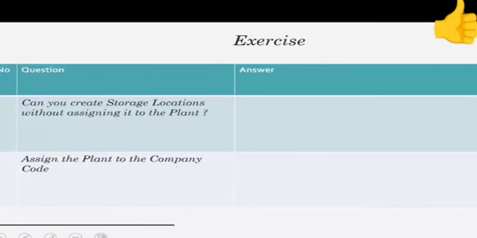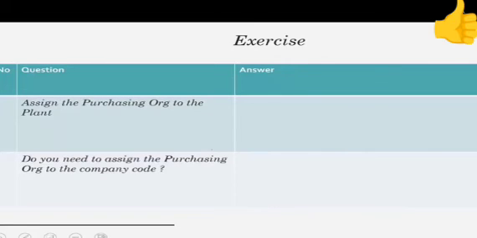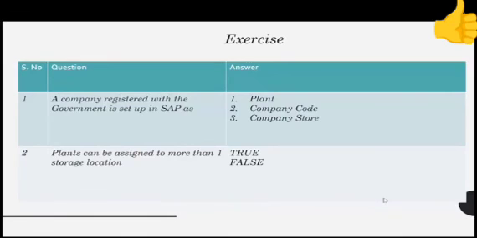Question number 11. Can you create storage locations without assigning them to a plant? And number 12, assign the plant to the company code. The plant CHI2 to the company code US02. Number 13, assign the purchase org to the plant. Number 14 is, do you need to assign the purchase org US02 to the company code? Alright, let's solve these questions.